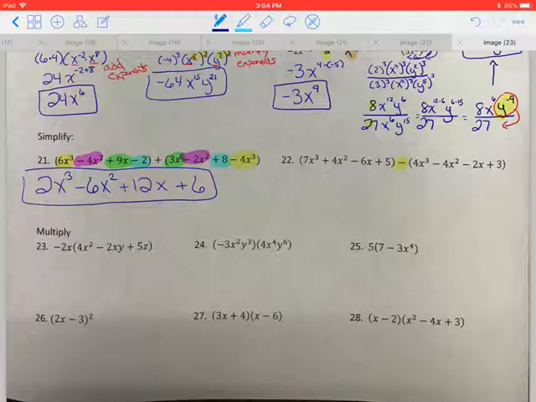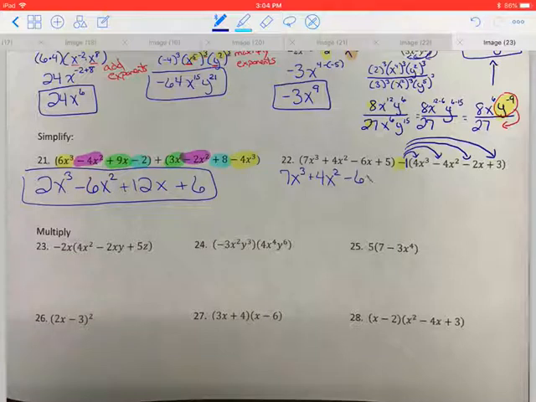So number 22 is very similar, except we have a negative. So we have to distribute that negative. And what happens is when we multiply by negative 1, it changes all of our signs. So on this one, I'm going to go ahead and rewrite. I don't have anything in front of the first polynomial, so that one remains exactly the same. But the second one, all the signs change. So I get a minus 4x to the third, a plus 4x squared, a plus 2x, and a minus 3. So every single sign changed in that second set of parentheses right here.